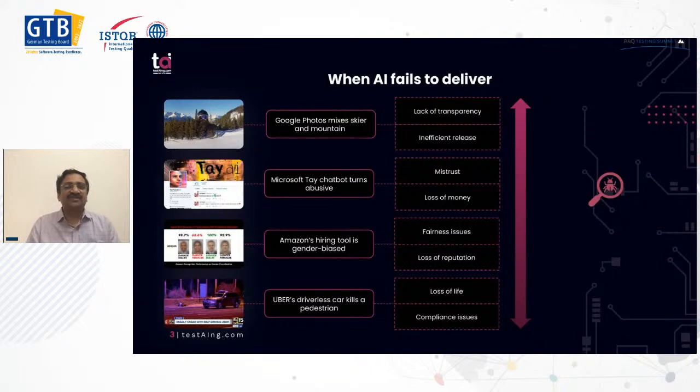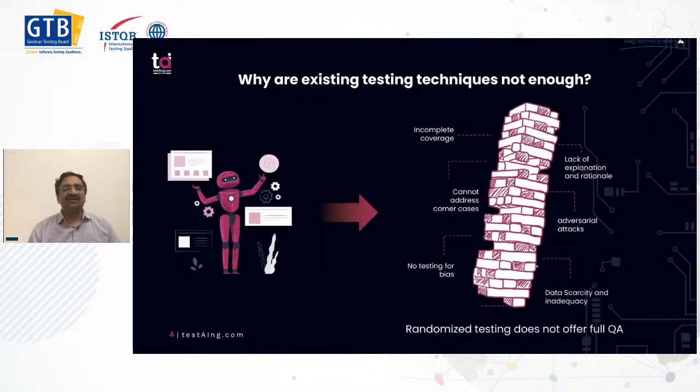You have lack of transparency. You have releases which have not been tested well. You don't know how to test. You don't have real-world scenarios. Your data is biased. So lack of technique, issues with data, issues of transparency, issues of explainability, issues of quality gateway, lack of metrics, a lot of different reasons why AI fails to deliver. So you can go through the slide and take a look at things like incomplete coverage. How do I know that I have done enough testing?